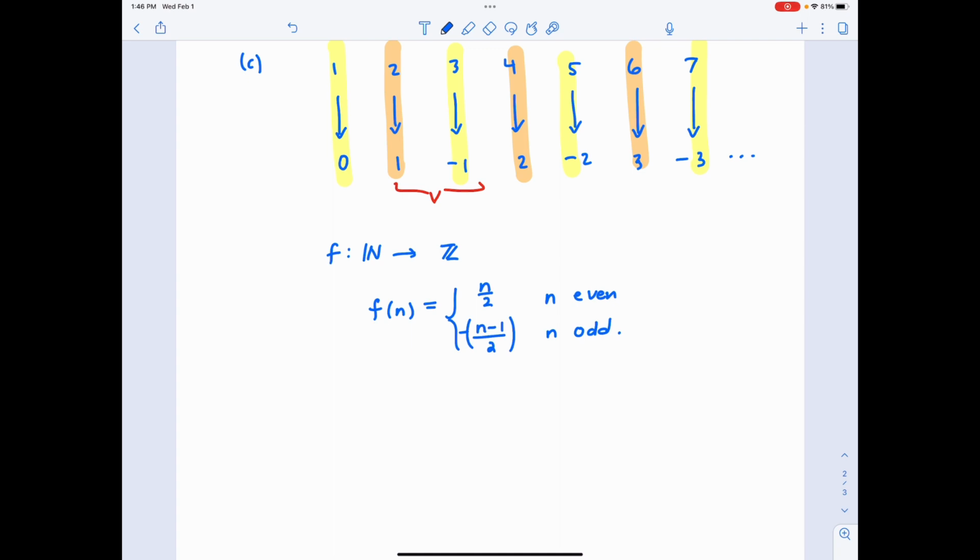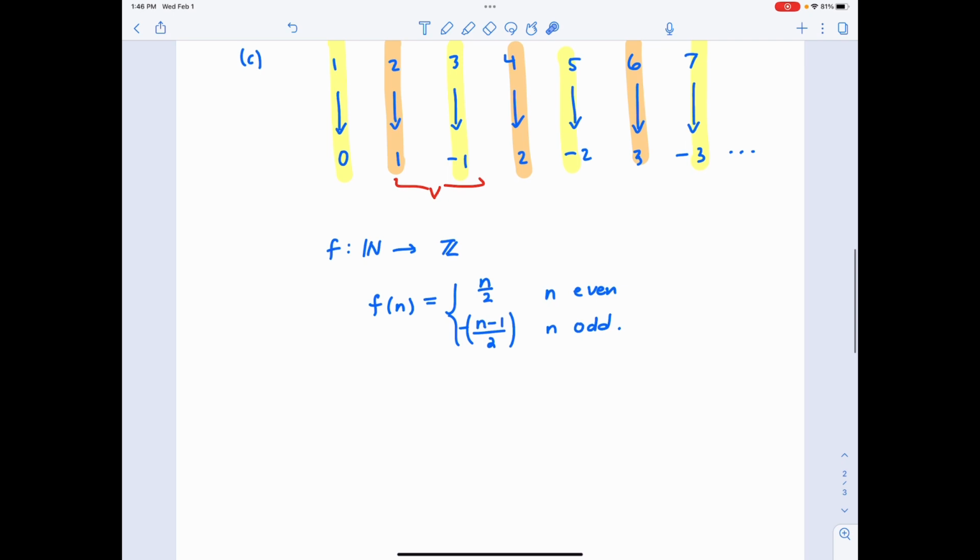Let's check that that works. When n is 1, I'm supposed to go to 0. So when I plug in 1 here, I get 1 minus 1 is 0. So that does work. Now let's try 3, and make sure I get -1. I plug in 3, 3 minus 1 is 2, 2 over 2 is 1. Multiply by a negative, that works. I can check for 5 and 7, and I'll see that they work as well. So this is perfect. So f is a bijection.